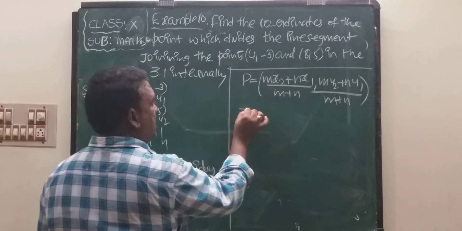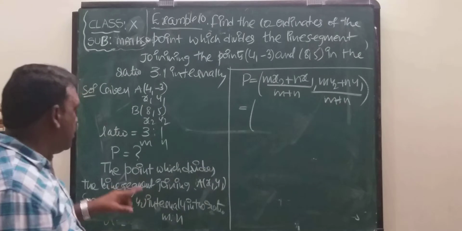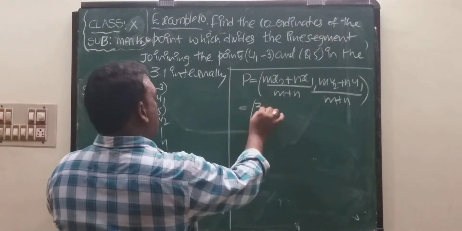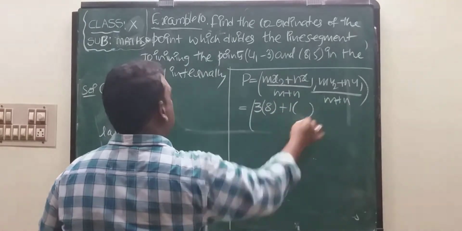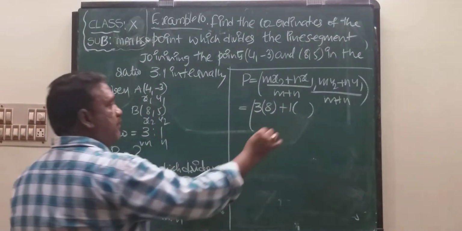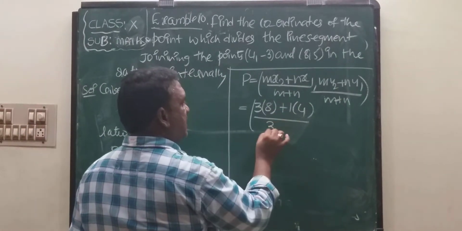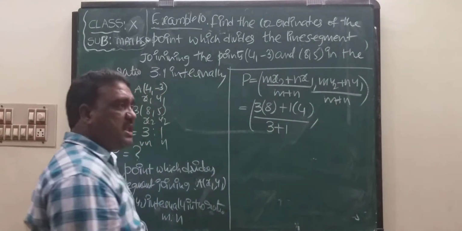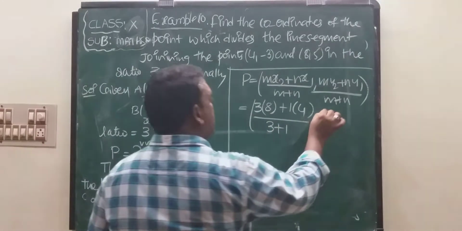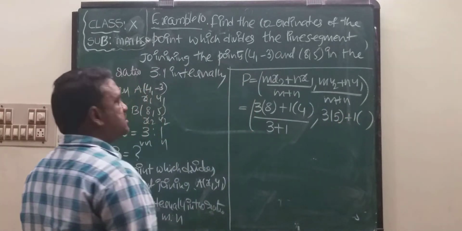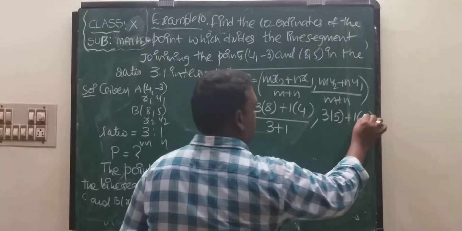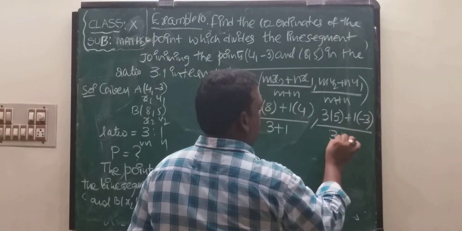Then substitute all the values. What is m? 3. What is x2? 8. What is n? 1. What is x1? 4, by 3 plus 1. Again, what is m? 3. What is y2? 5. What is n? 1. What is y1? Minus 3, by 3 plus 1.